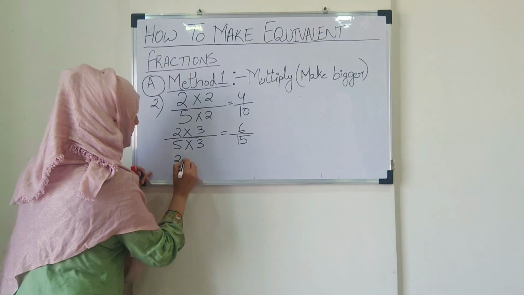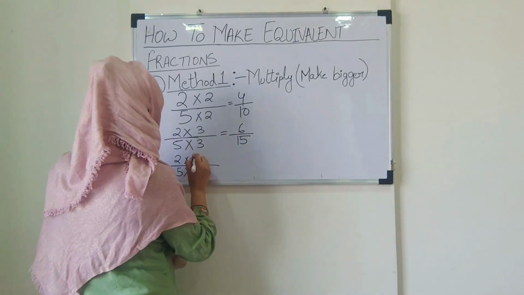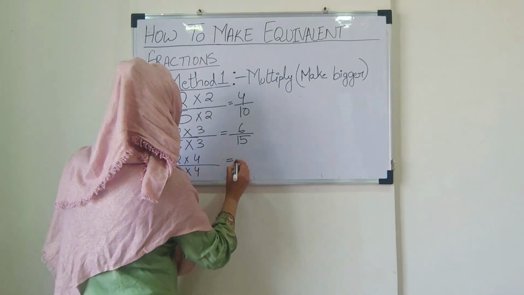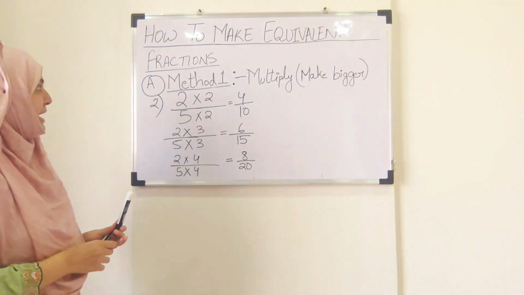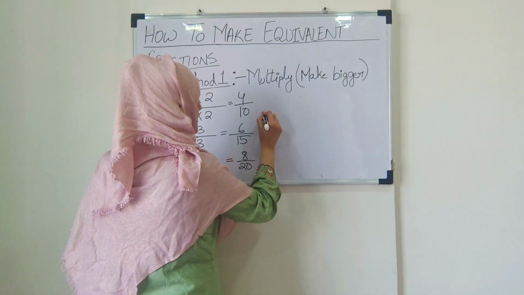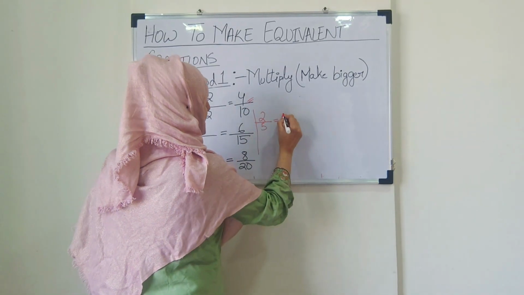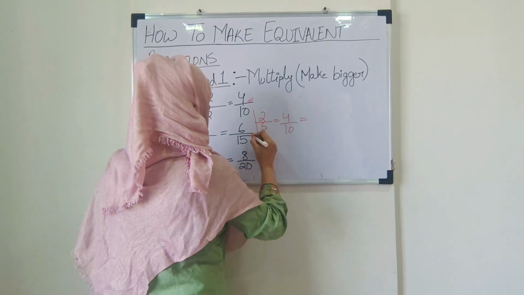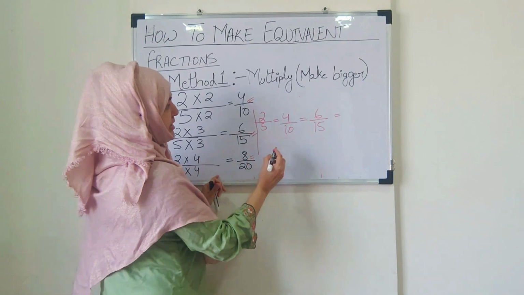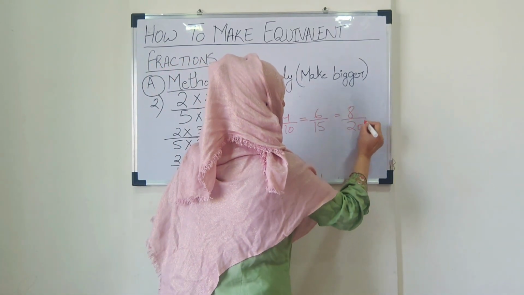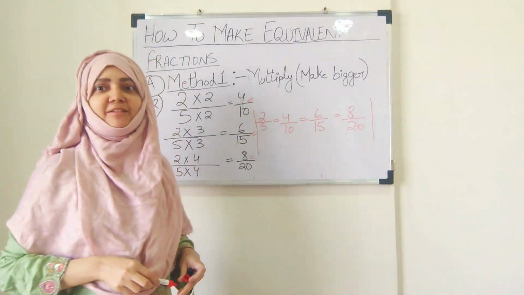Then again we are going to multiply both numerator and denominator by the same number. So we'll multiply by 4. So we'll get here 8 by 20. So now again we can say that fractions 2 by 5 equals to 4 by 10 equals to 6 by 15 equals to 8 by 20. So that means that here all the 4 fractions have the same value.